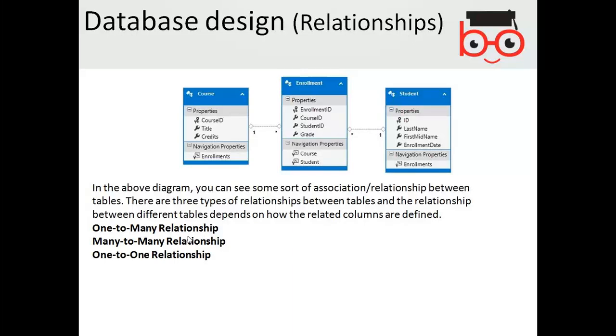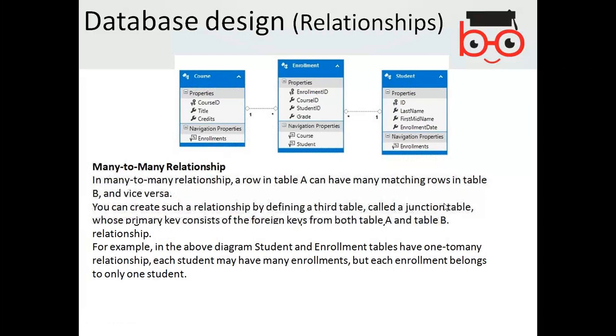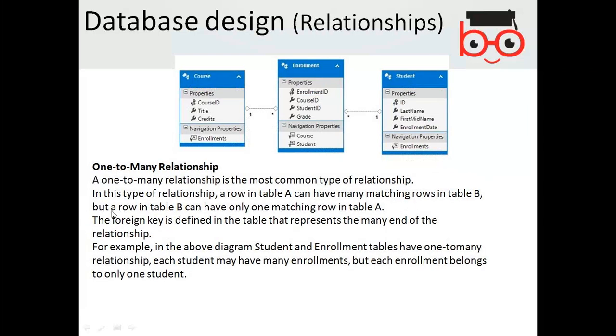Let's see how the one to many relationship works. The one to many relationship is the most common type of relationship. In this type of relationship, a row in table A can have many matching rows in table B. But a row in table B can have only one matching row in table A. The foreign key is defined in the table that represents the many end of the relationship.